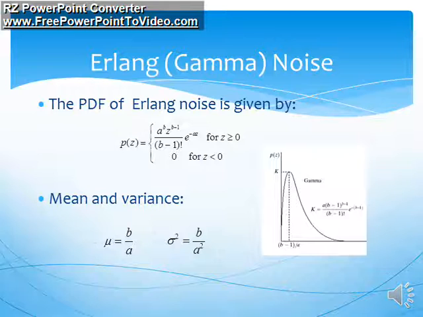The mean value is given by mu equals b by a, and the variance sigma square equals b by a square, and the corresponding plot has been given. So here we can see we have to use the factorial values. Now this is an example of Erlang gamma noise.